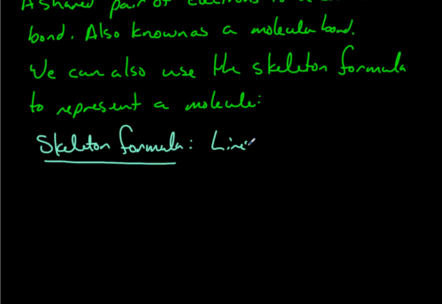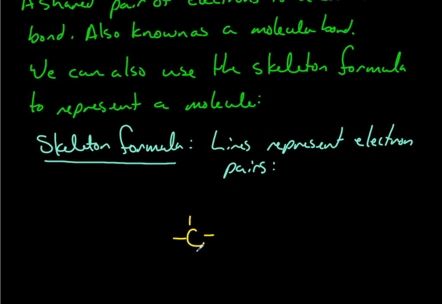So lines represent electron pairs. So let's look at what the skeleton formula of that particular molecule would be like. We've got carbon in the middle, and carbon is bonded 4 ways to chlorine. Okay, and chlorine has unpaired electrons around it, right?